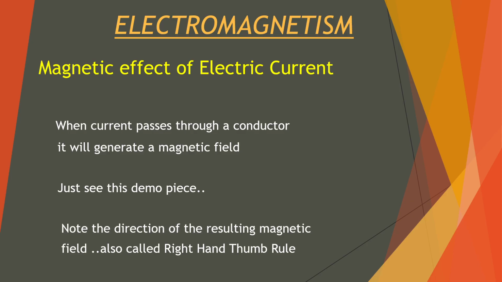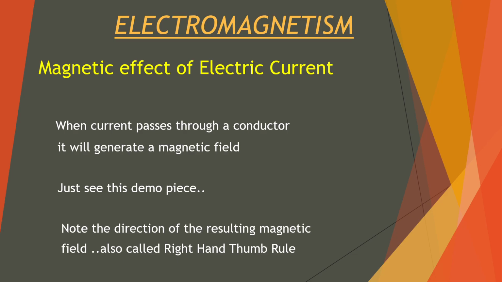Hi, let's discuss electromagnetism. We already discussed something on magnetic fields. Now here, what is the magnetic effect of electric current? When current passes through a conductor, it will generate a magnetic field.